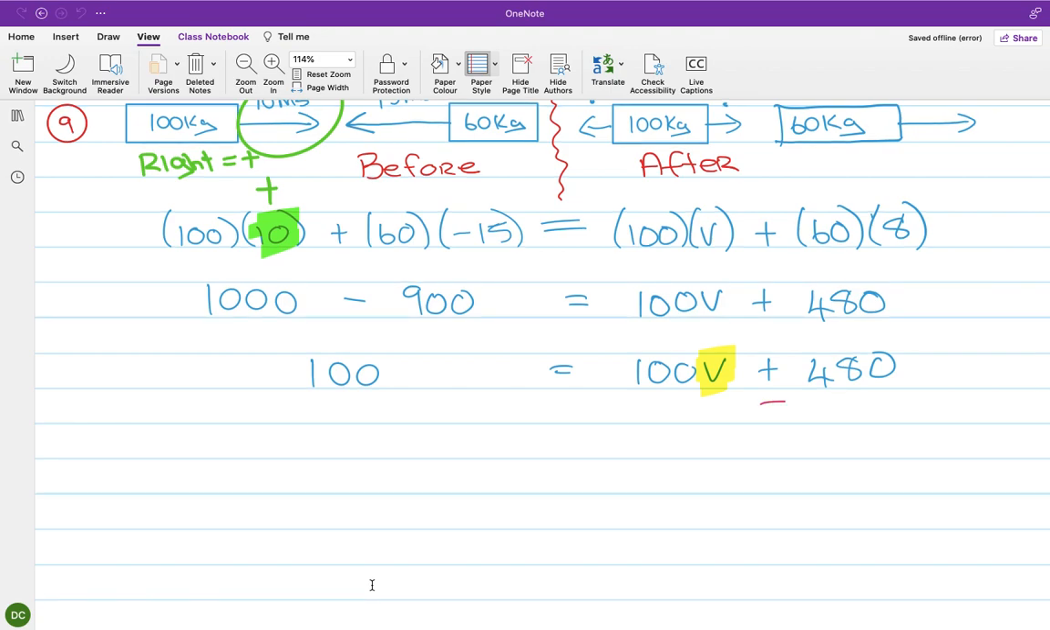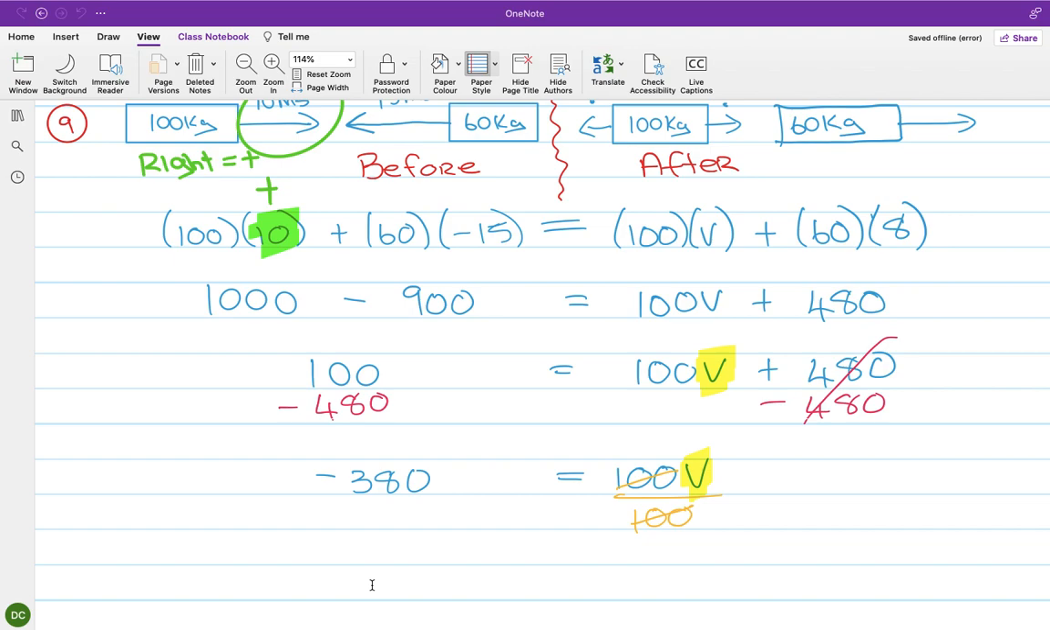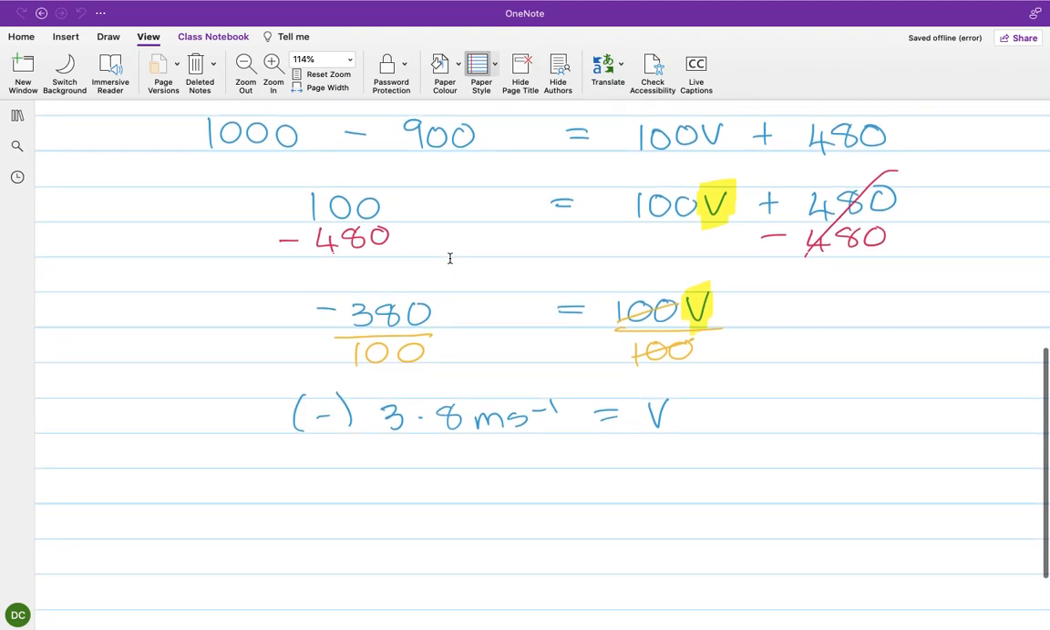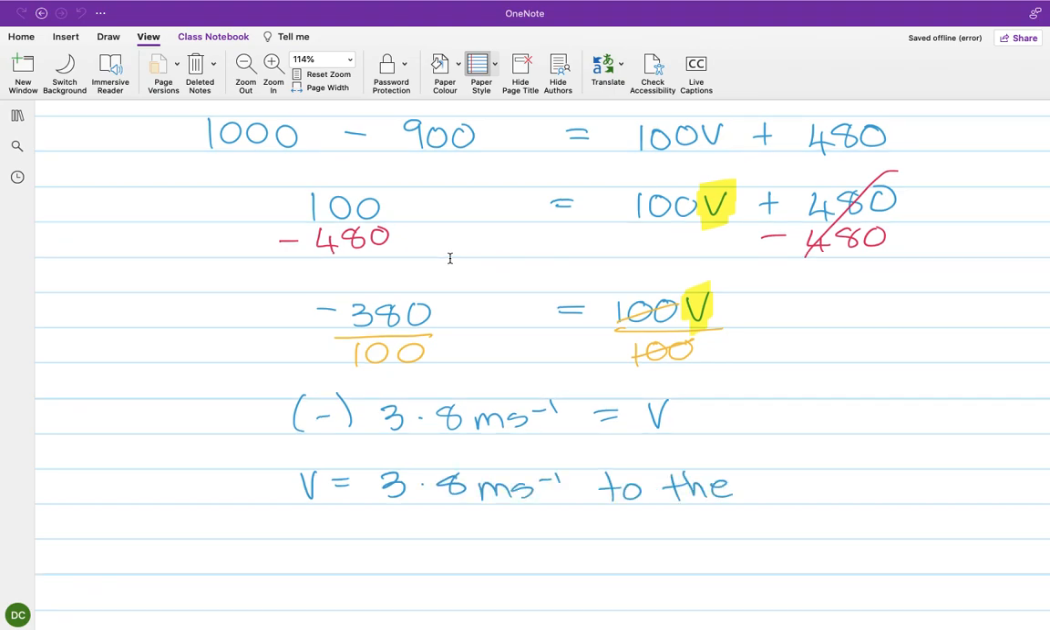So if we minus the 480, it will cancel, minus the 480 over here. So that is minus 380 equals 100V. And then we're trying to get the V, so we divide by 100 to cancel the multiply by 100, and divide by 100 over here. So that is minus 3.8 meters per second. If positive was right, that means minus was left. So the velocity is 3.8 meters per second to the left.